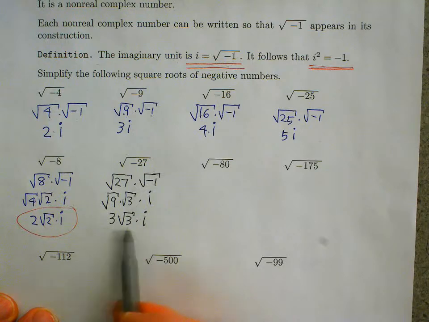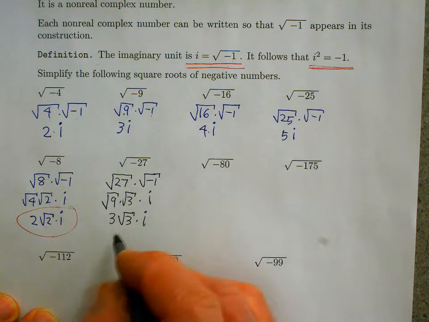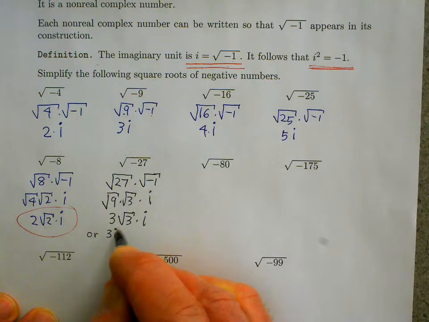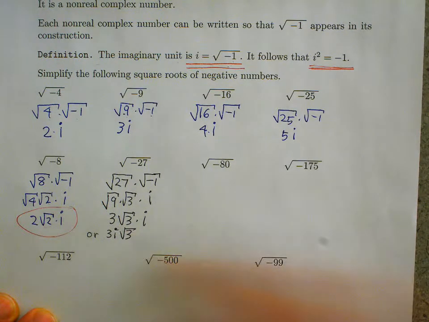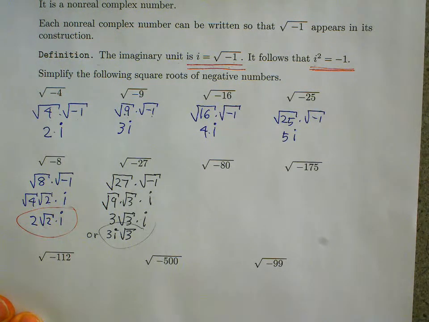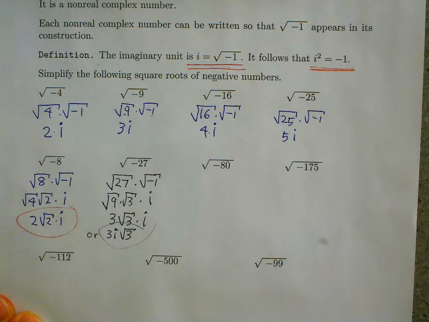One thing that you might see, just to avoid any misunderstanding, is to rearrange these factors and write it as 3 times i times the square root of 3. If you're careful, you can put i on the right. Just make sure it's not inside the square root.